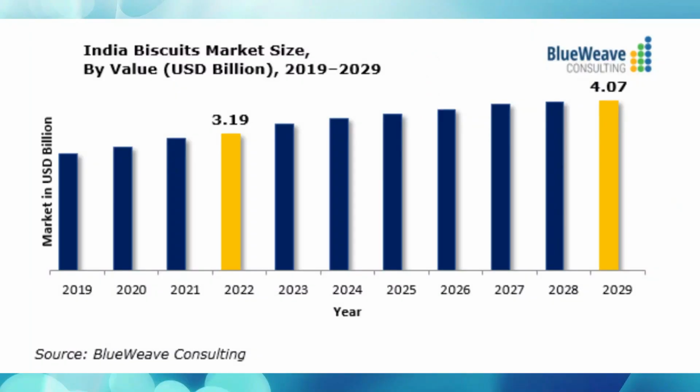Let me say why. In 2022, the whole Indian biscuit market was just 3.2 billion US dollars, and as per Blue Wave Consulting, in 2029 that is expected to reach 4.07 billion US dollars. Meaning in Indian money, it's now roughly 30,000 crore rupees. That will increase roughly to 38,000 crore rupees.